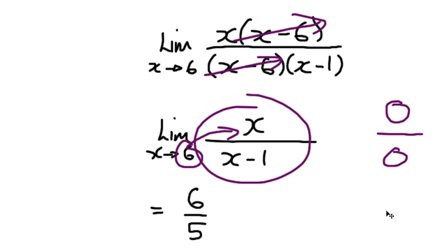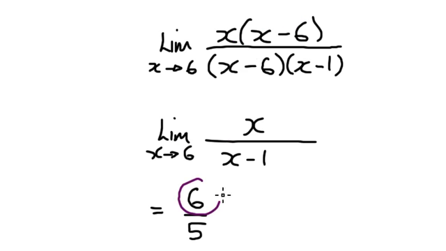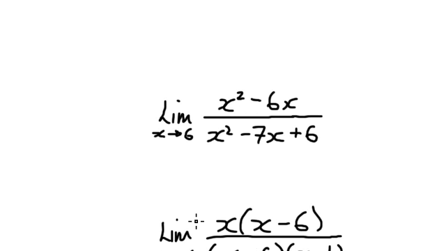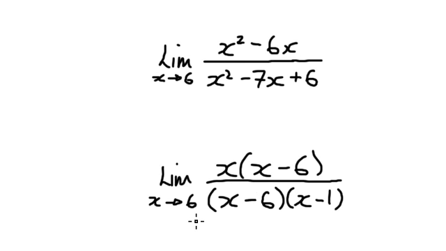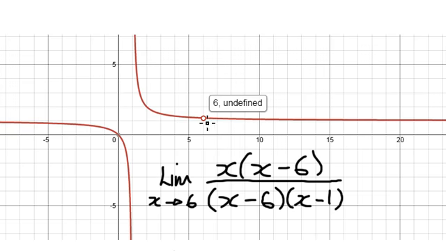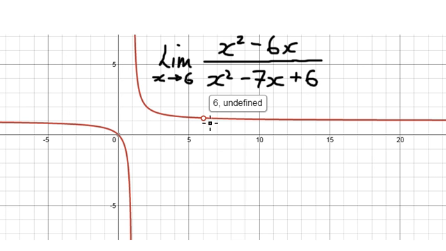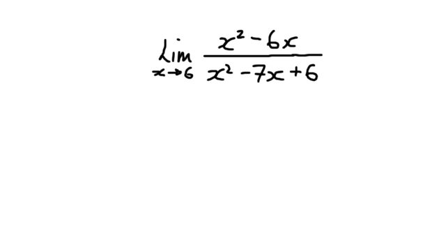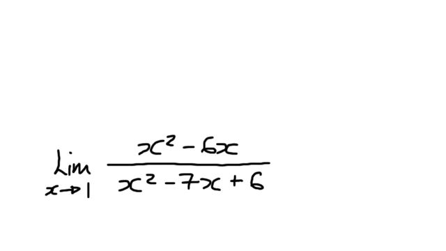Okay, so when you put 6 into there, it will give you 6 over 5. So going back to our graph, you see this here is actually 6 over 5, precisely 6 over 5.